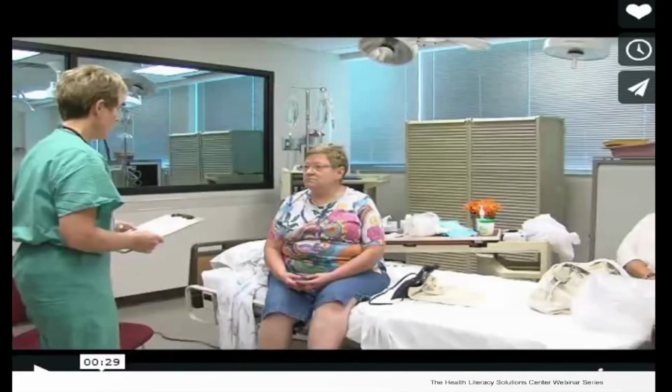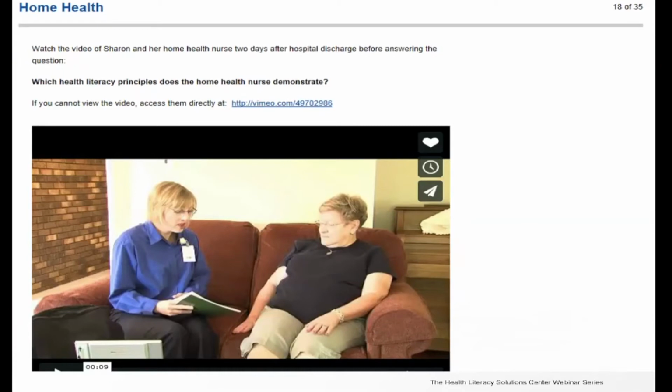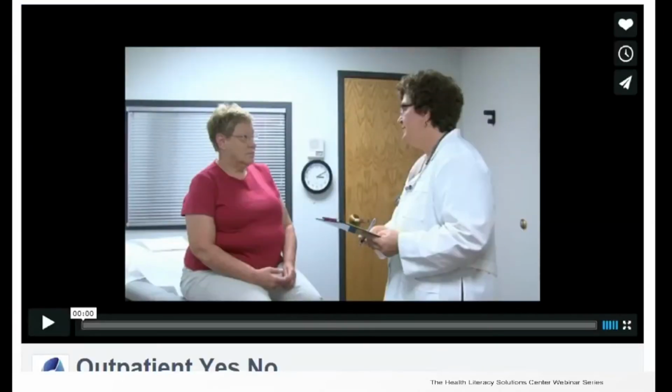Just a few quick screenshots of the different scenarios. You see the patient here being discharged from the hospital. This is a screenshot from her following up with her home health nurse visit, and finally following back up with her primary care physician.